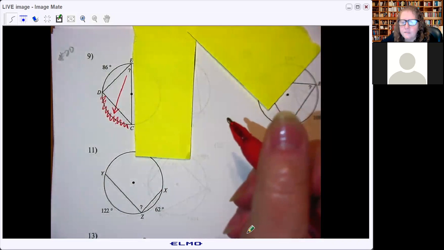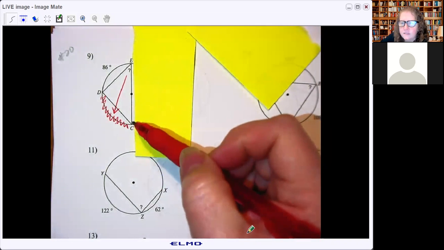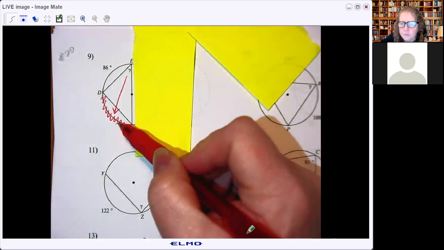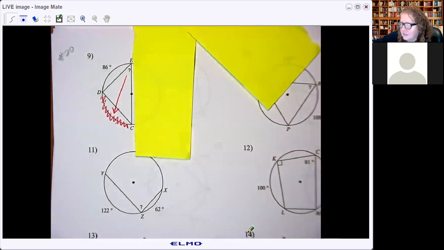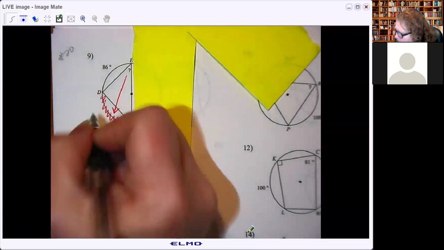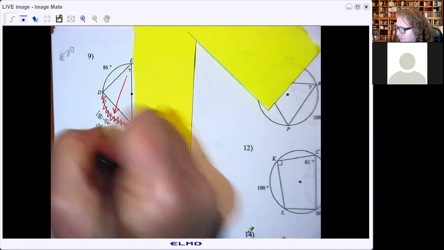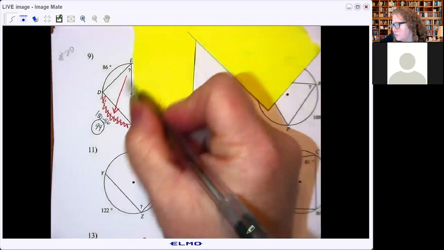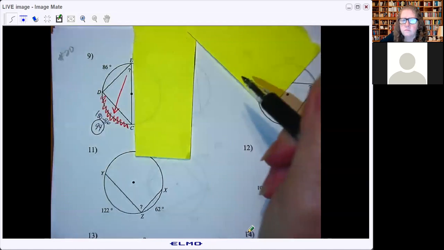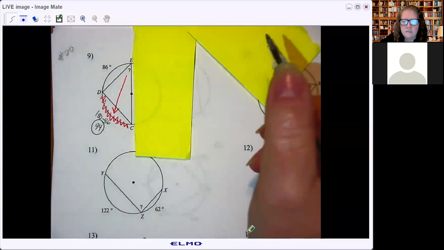Okay, good, thank you. Yes, it means that it's 180. Good. And then to find that arc, people were putting it in the chat box. We do take 180 and subtract 86. Okay. So 180 minus 86 is going to give us 94. So that arc is 94. If I want to go from my arc to my angle, what do I need to do? How do I solve that?